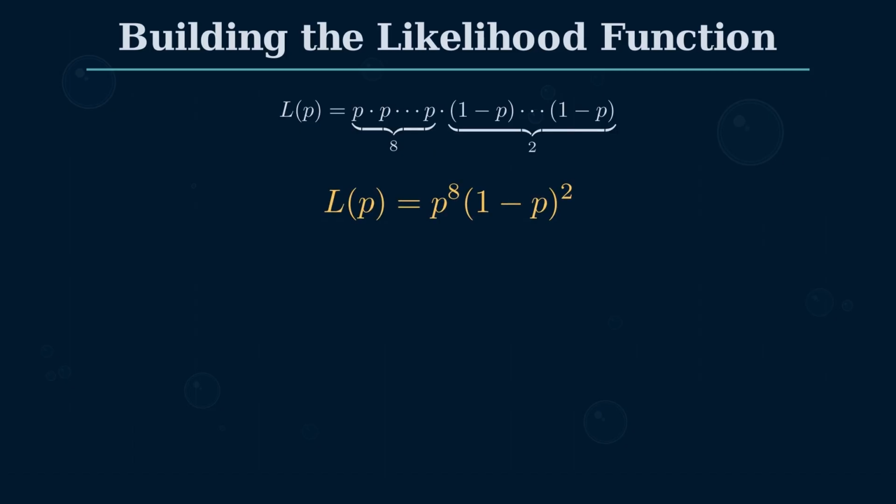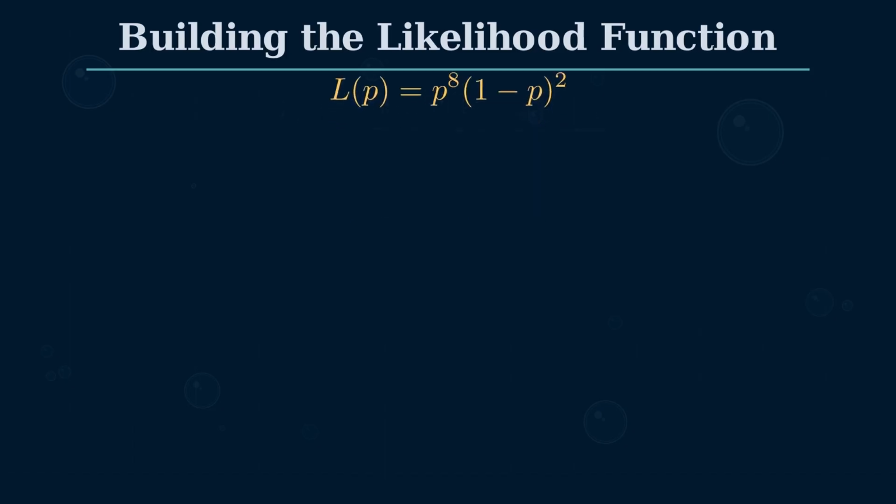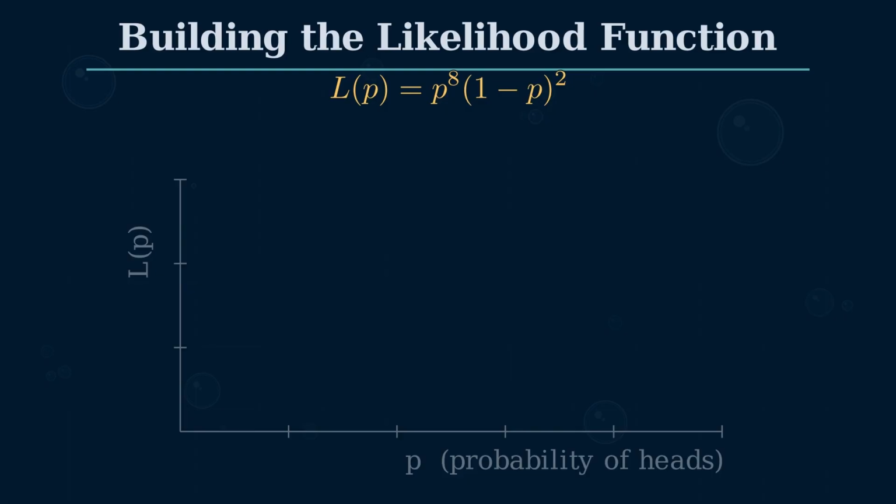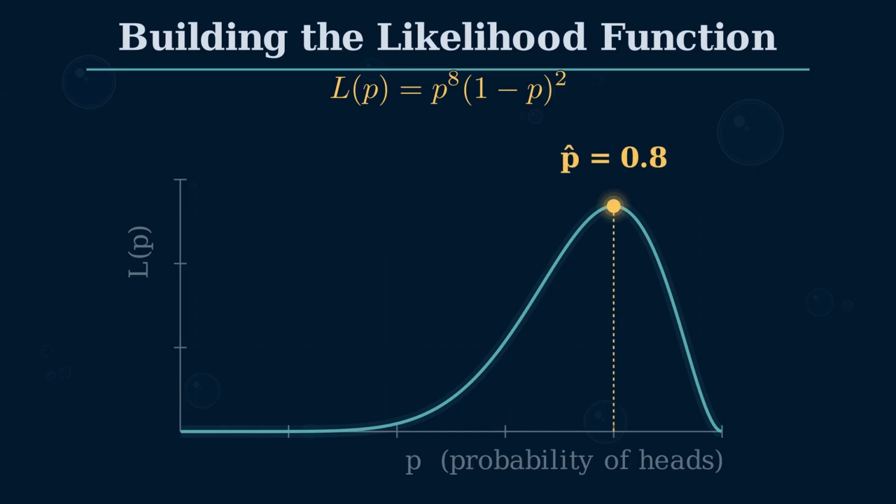8 heads means P multiplied by itself 8 times. 2 tails means 1 minus P multiplied by itself twice. L of P equals P to the 8th times 1 minus P squared. Plot this across every possible value of P, and a curve appears, low at the edges, rising toward a peak. The peak sits at P equals 0.8. That's not a coincidence. It's the parameter that maximizes the likelihood, the argmax of L of P.